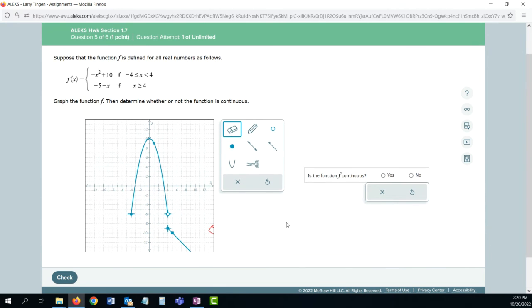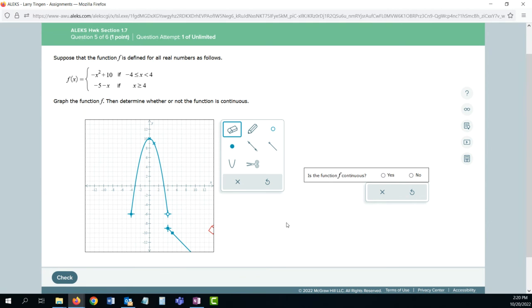Right? So is this still a function? If it's a function, it still passes the vertical line test. Yes, this passes the vertical line test. The only place it would be in trouble is when x is 4, and we know that there's an open circle at one endpoint and a closed circle at another.